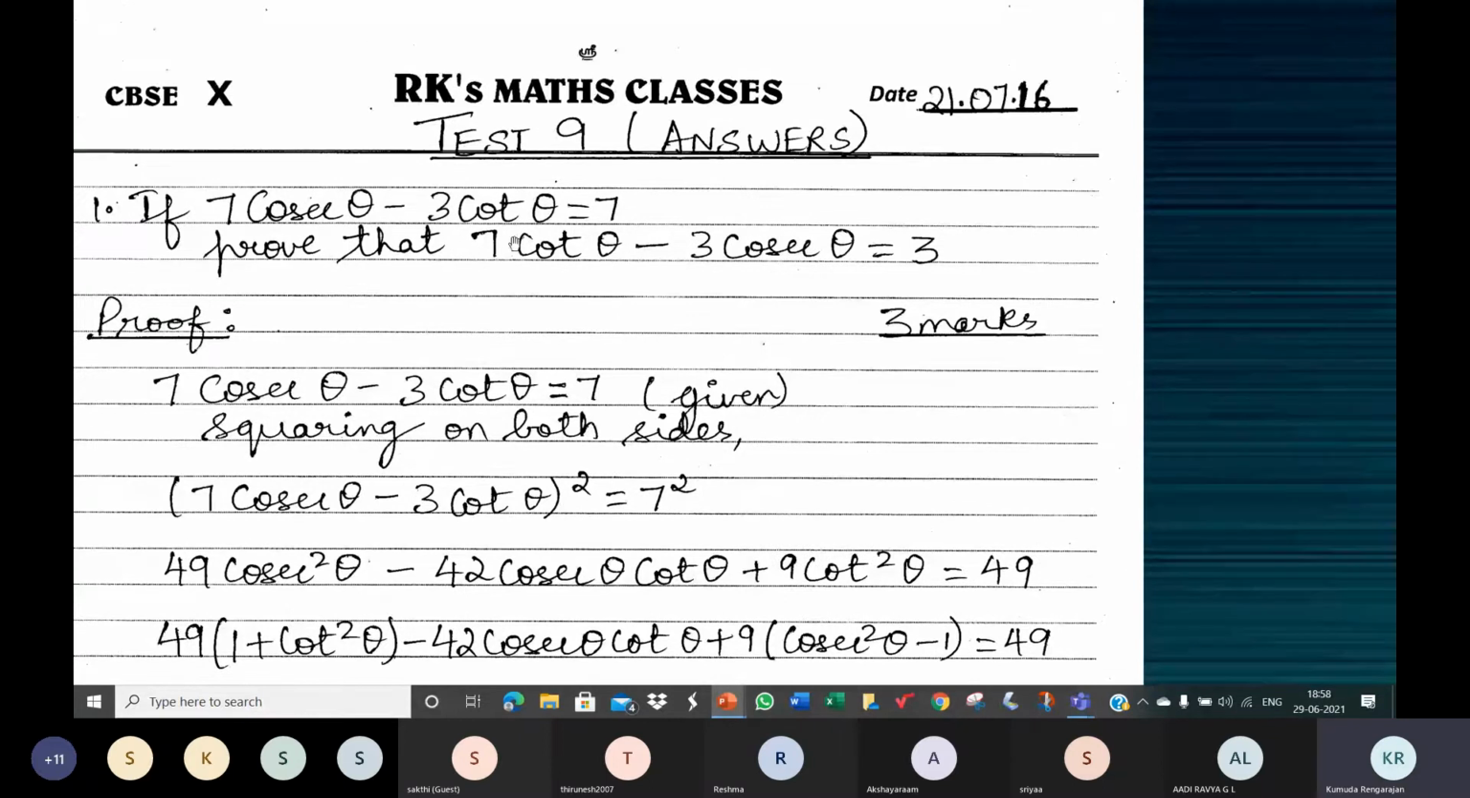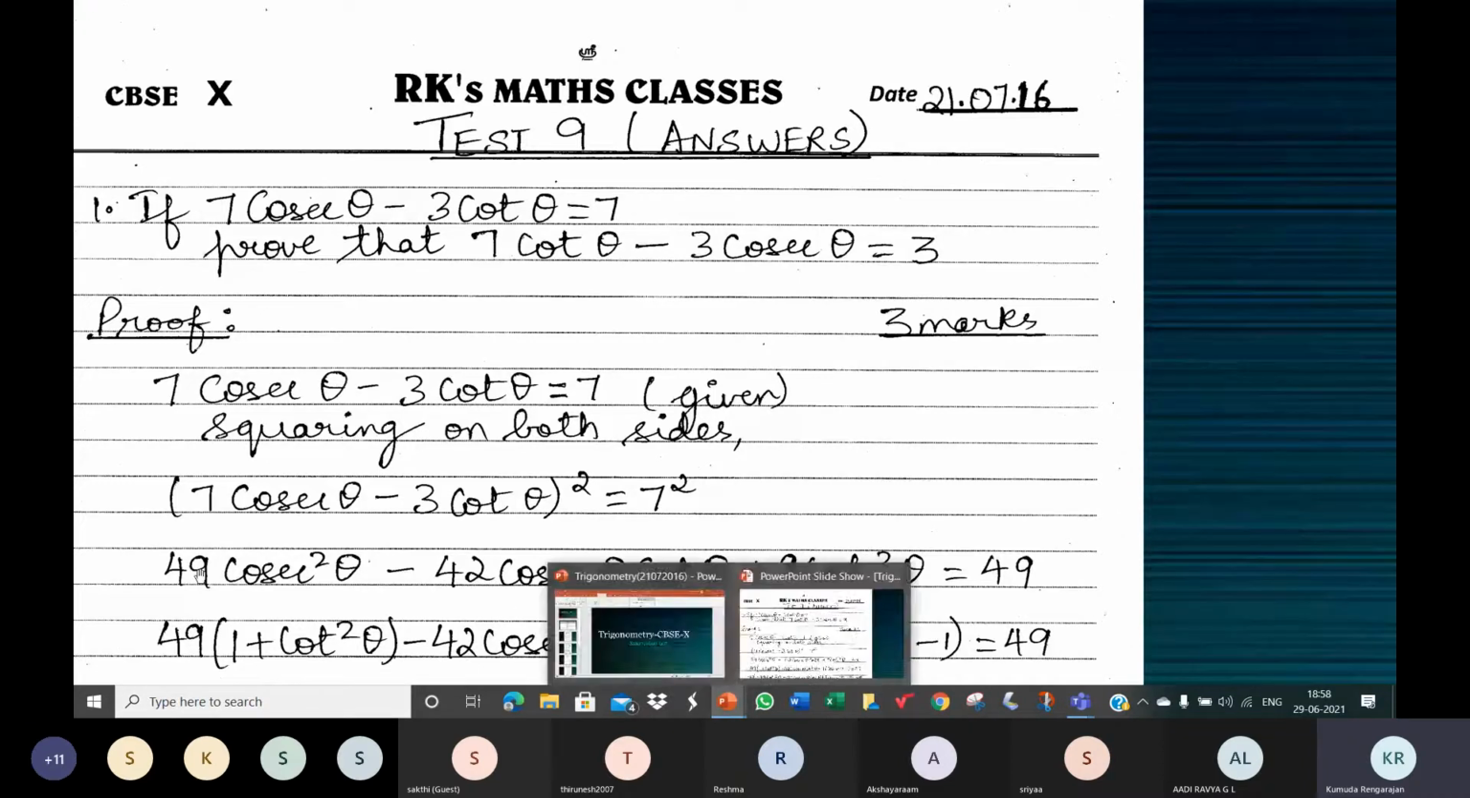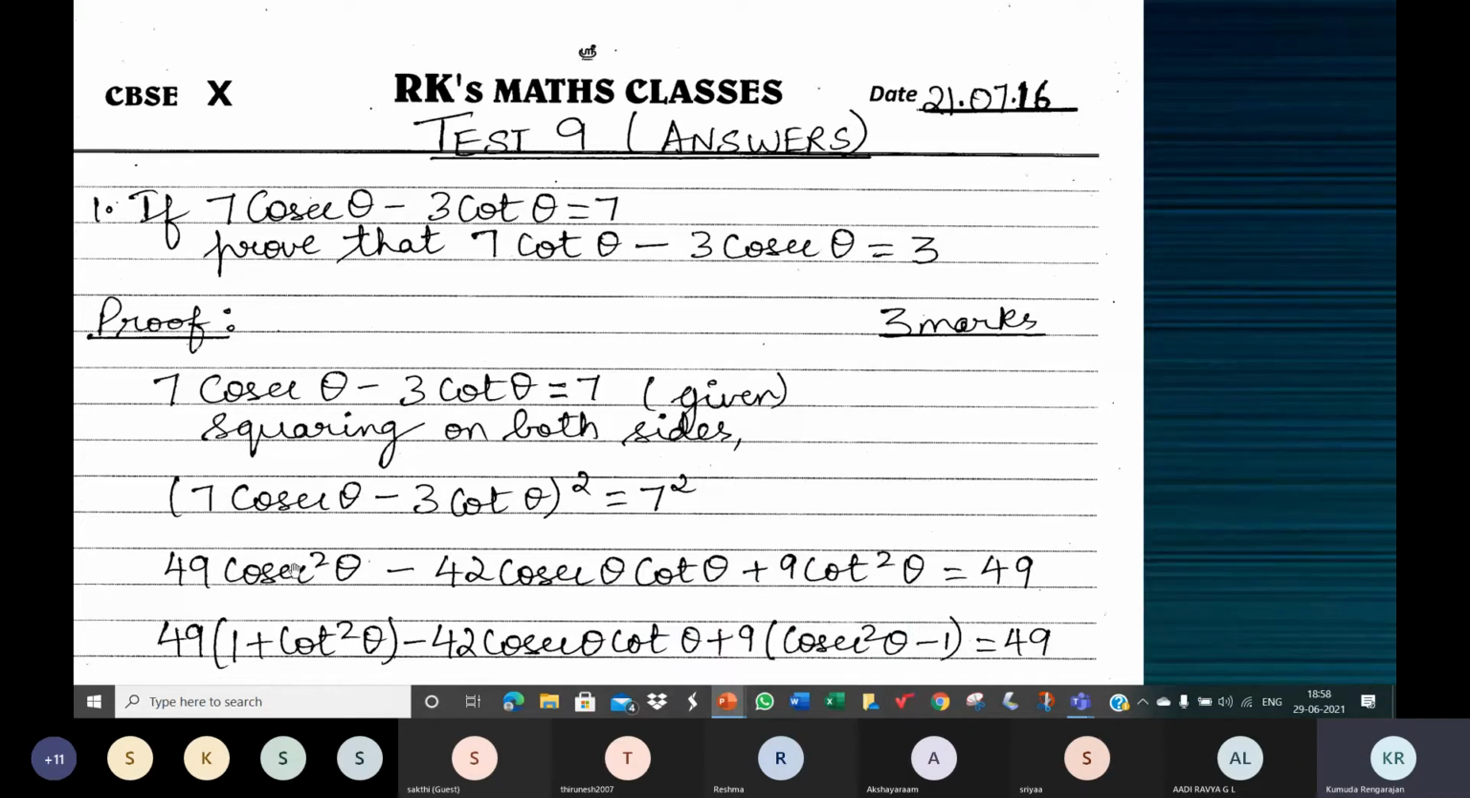So the thing is, we take up the given equation. We square on both the sides. When you square on both the sides, you expand using the identity a minus b the whole square: a square minus 2ab plus b square, and 49 is equal to 49. After this, we replace cosecant square theta with 1 plus cot square theta and cot square theta with cosecant square theta minus 1.